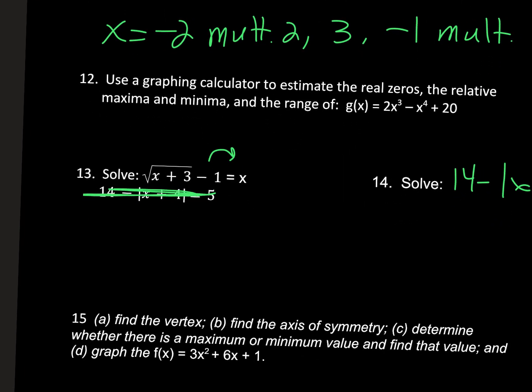All right, move that 1 over so I get square root of x plus 3 equals x plus 1. I'm going to square both sides here to get the radical to go away, and I'm squaring both sides, remember. So when I square the left-hand side, I get x plus 3. The radical goes away. On the right-hand side, I'm going to square.